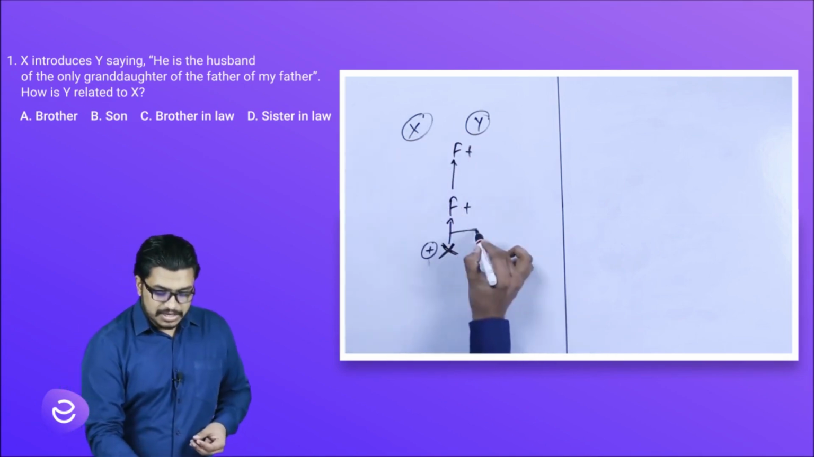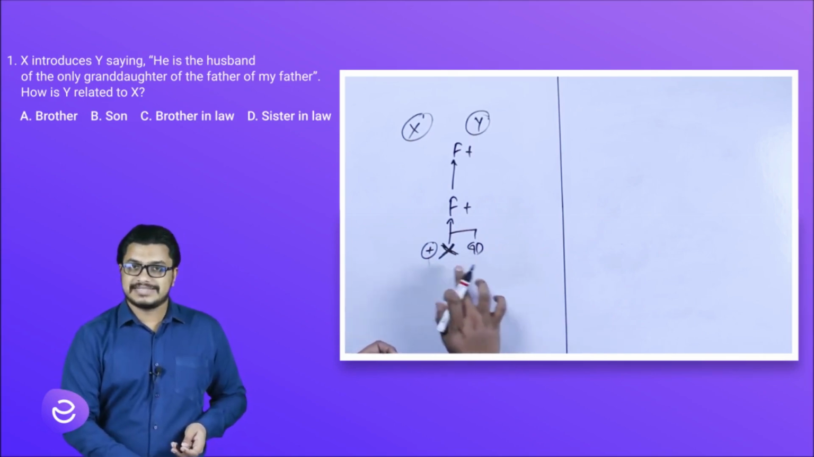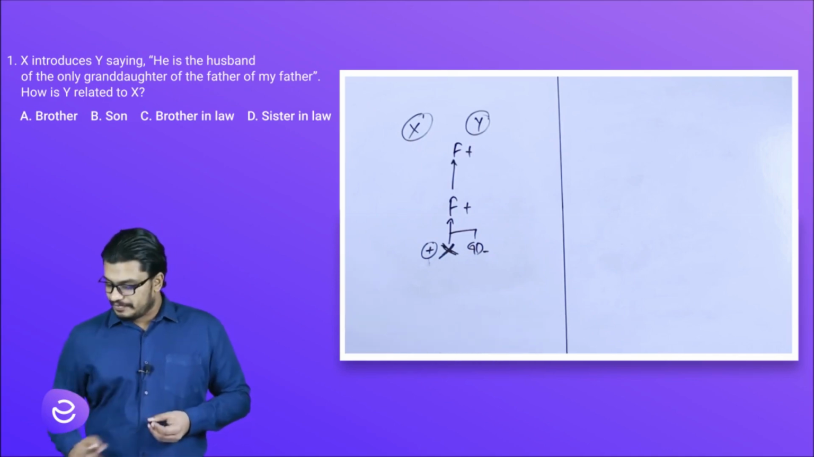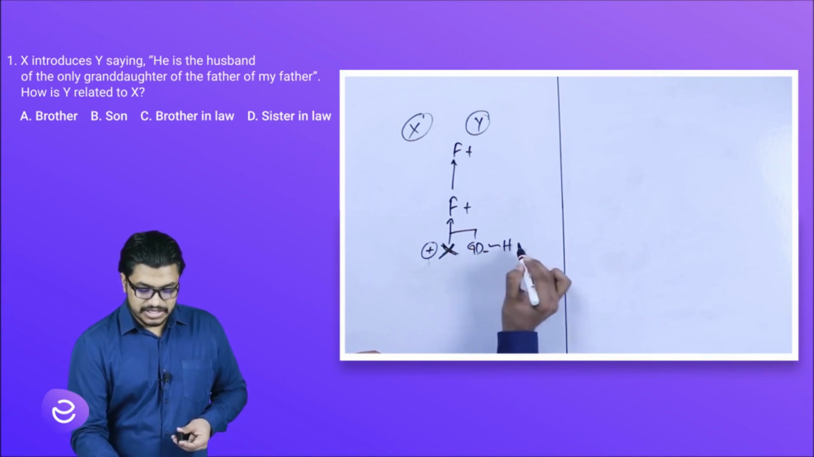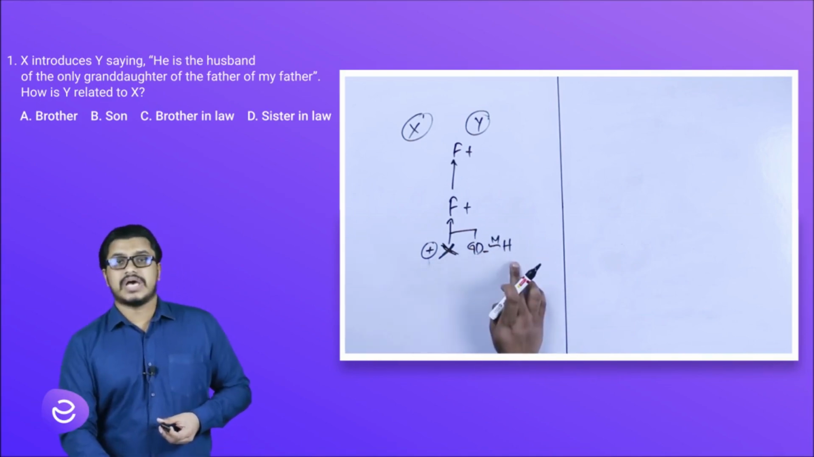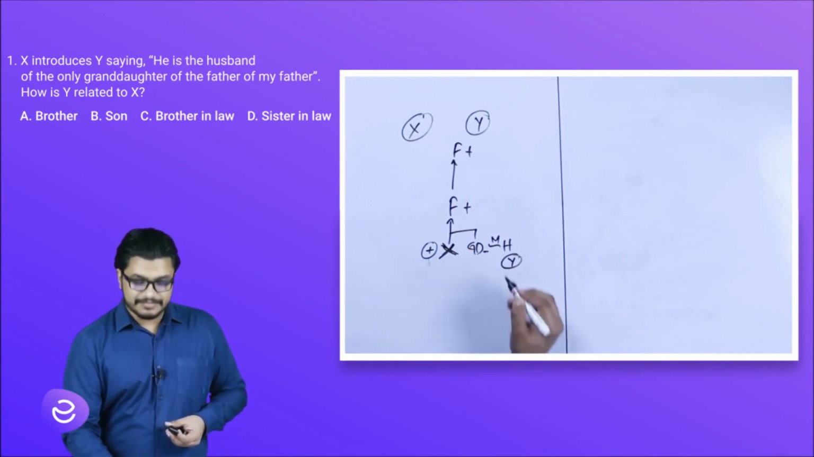So the next relation is the granddaughter of the father. Granddaughter means another person, that means it will be x's sister. Granddaughter is a female. Now the last relationship is husband. So here we have husband, these two people are married. So granddaughter's husband is the last person, and this person is y.